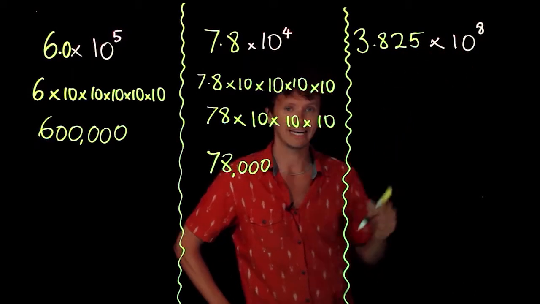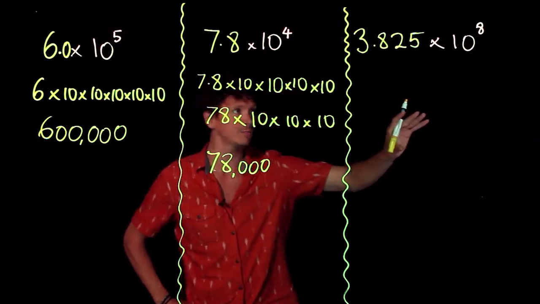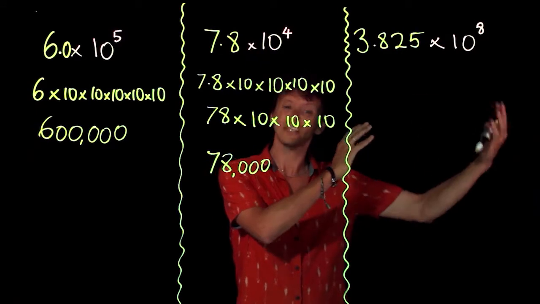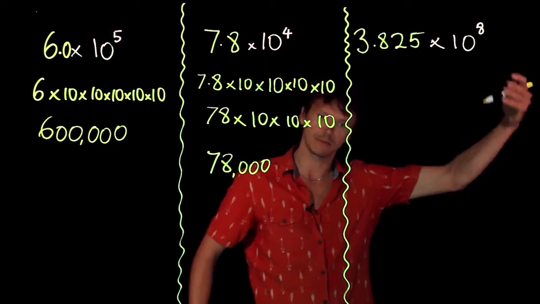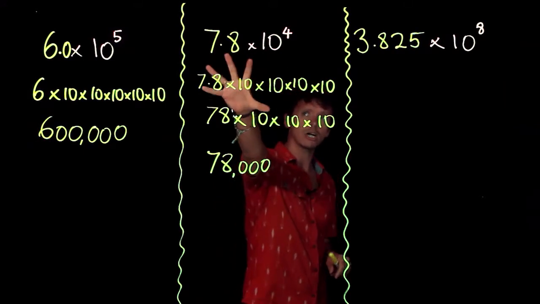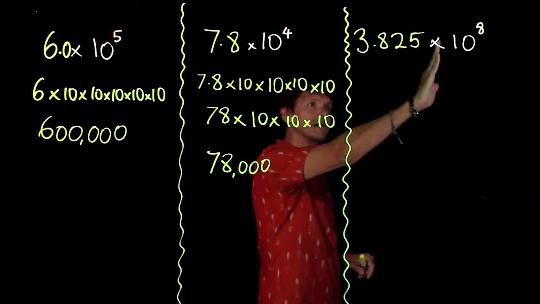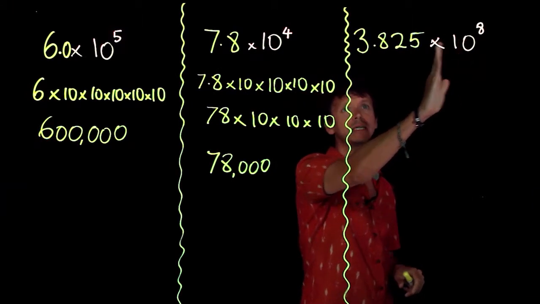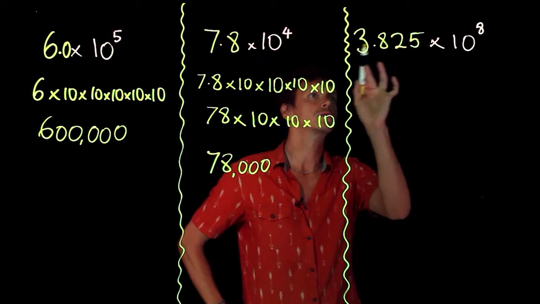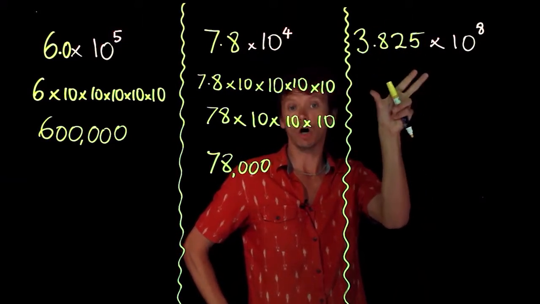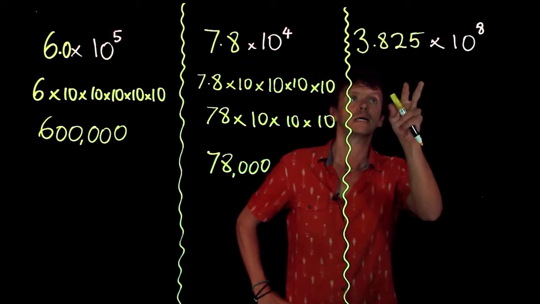3.825 times by 10 to the power of 8. I'm not going to write this one all out because, as you know, 10 to the power of 8 is 10 times 10. It's times 10 8 times. 10 times 10 times 10 times 10. And on it would go. So I need to think, just like I did here, how many of those times by 10 operations would we need to use to change this decimal number into a whole number, into an integer?